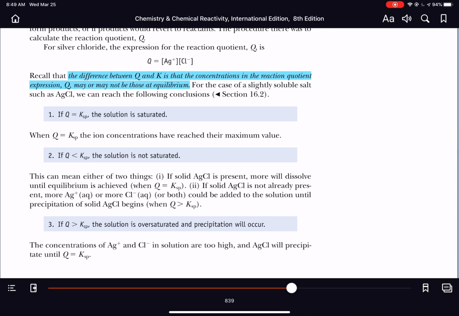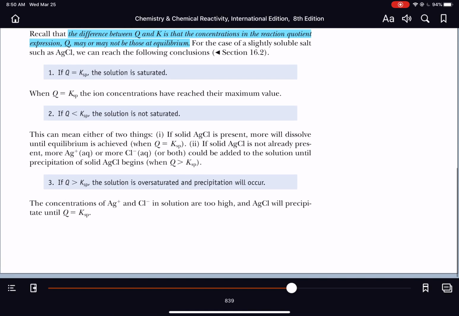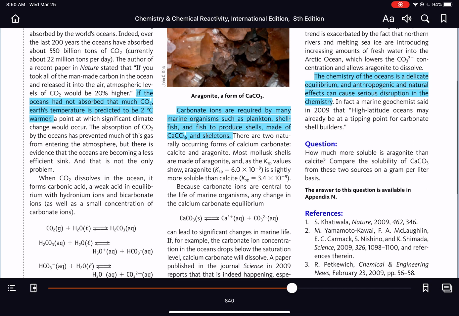And if Q happens to equal K, then we know we're smack dab at saturation. But if Q is less than K, then we know the reaction is not yet saturated, and we can add more salt, and the reaction can continue to go to the right until it reaches equilibrium. On the other hand, if Q is greater than K, that means that this reaction has exceeded the equilibrium, and therefore we would expect there to be an awful lot of precipitation and stuff sitting at the bottom of the test tube or beaker. Hopefully you remember that from last year.